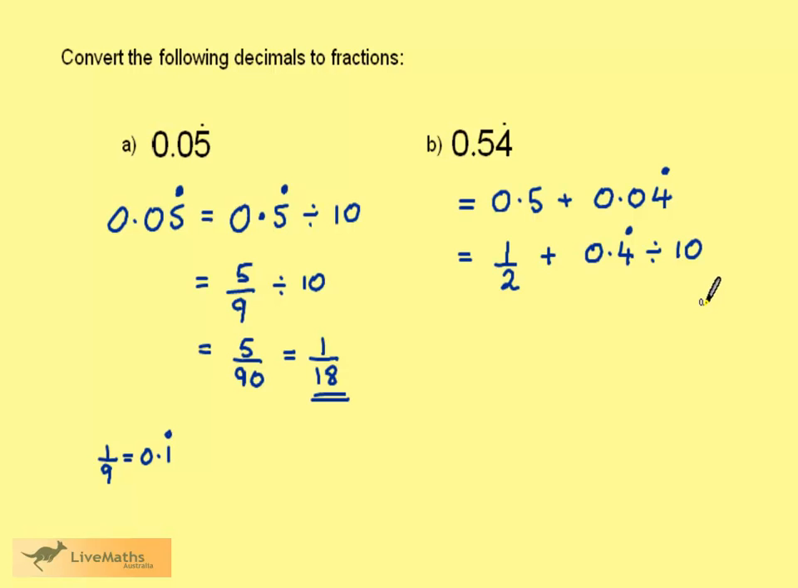We had this discussion earlier. So this is 1/2 plus 4/9 divided by 10, which is 4/90. 1/2 can be written as 45/90. We can now see that we have 49/90.